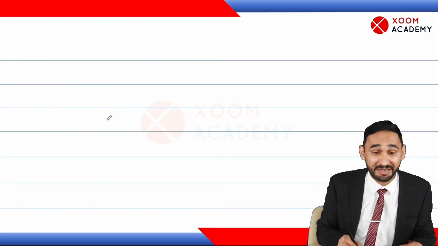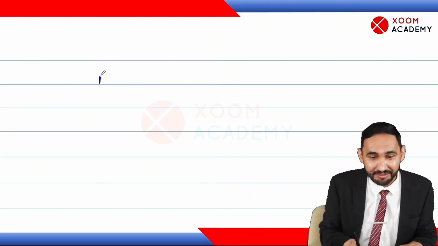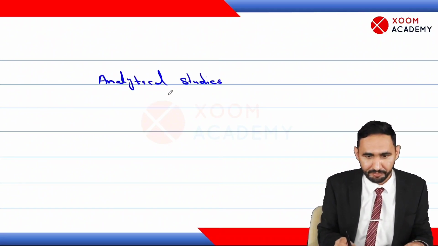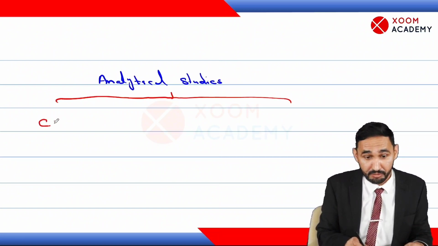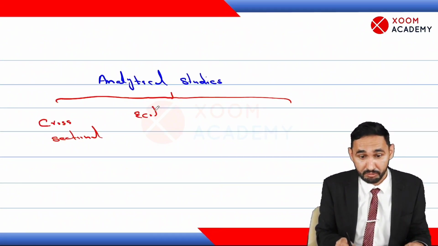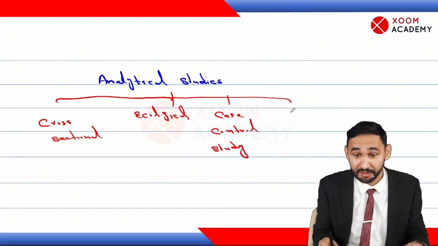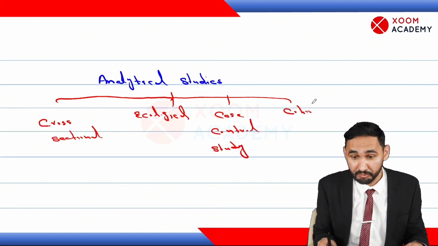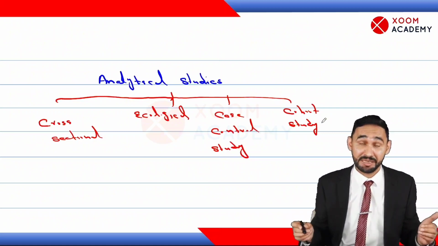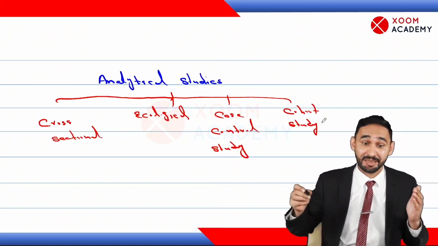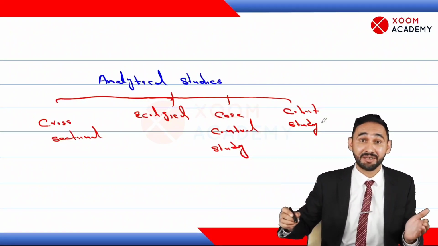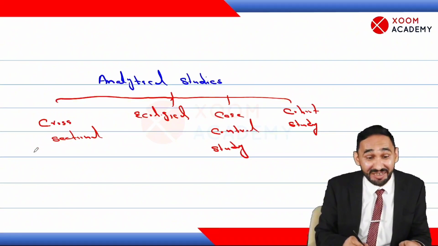Now we will discuss various analytical studies. These are cross-sectional, ecological, case control, and cohort study. We will briefly discuss them in this session. Then the explanation of each study will be in other sessions.